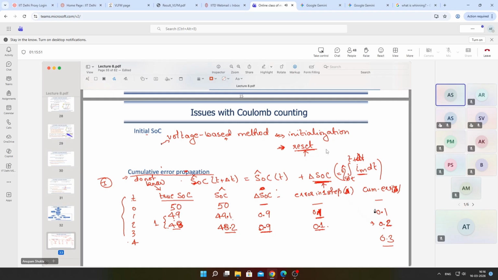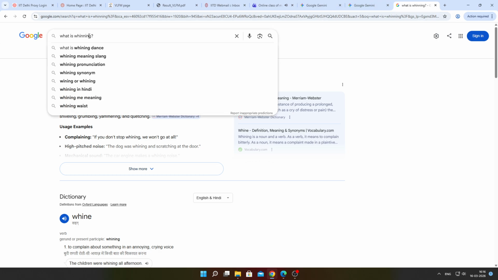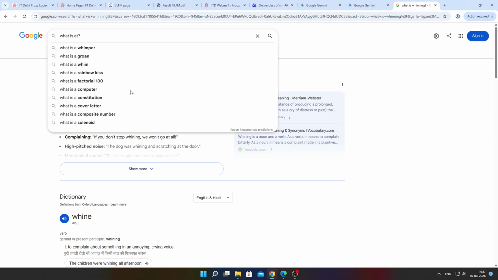When we go to the second step, remember we don't know these values because we don't know 49. Therefore, I don't know this number. This is just to explain what is happening. But whatever the number is, that number comes here. When we go to the next step, from t equal to 1 to 2, again current measurements are done. And again, the delta SOC is estimated as 0.9. Actually, it is minus 0.9.